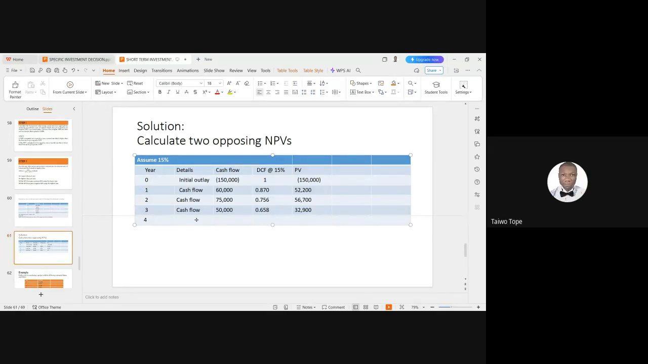For year 4, the cash flow is 25,000. The discount factor is 0.572, and you multiply by 25,000, you have 14,300.